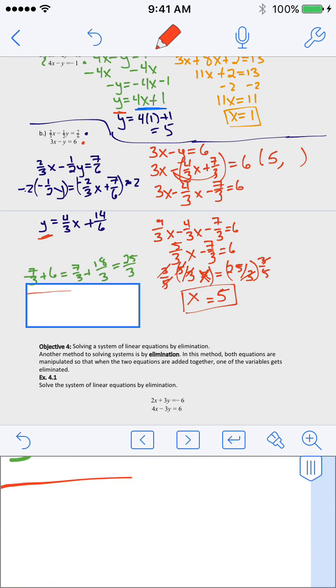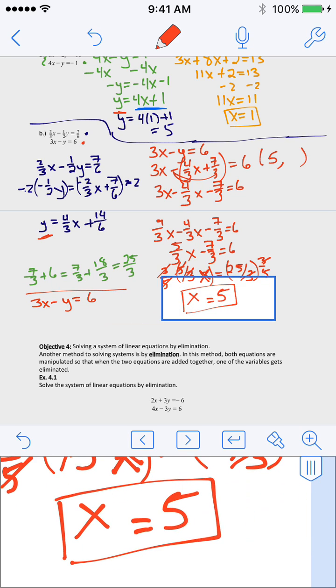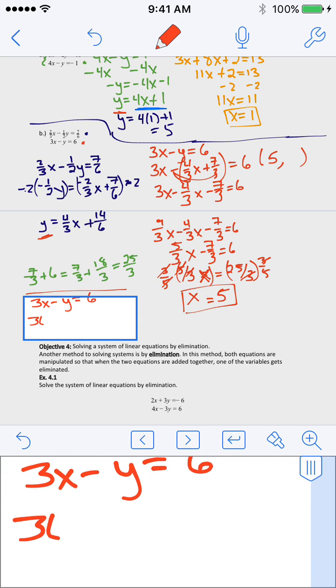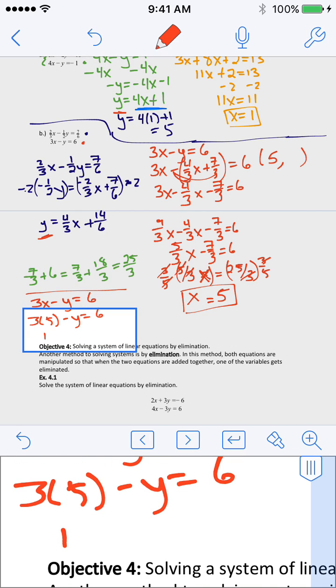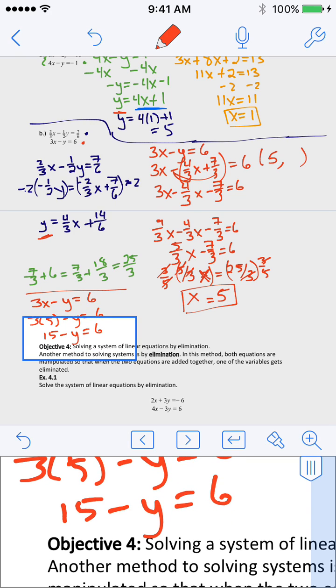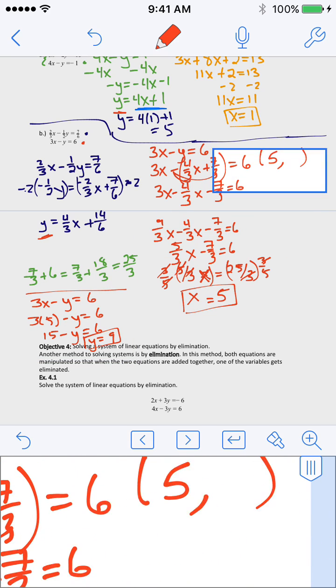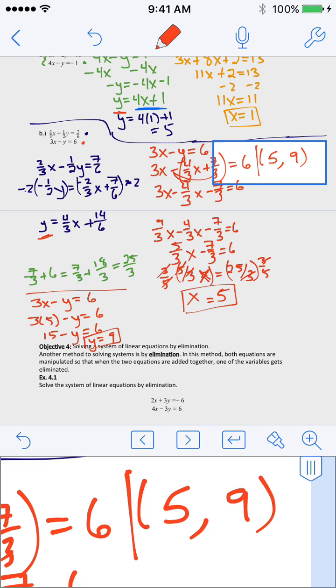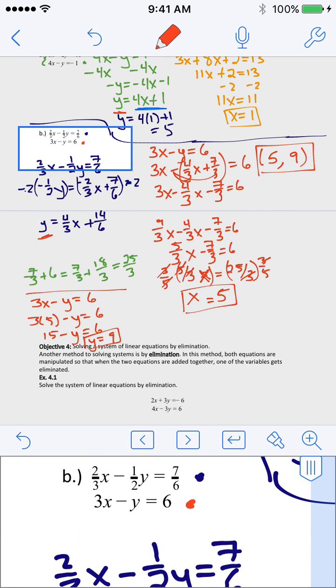So let's go down here, kind of section it off. 3x minus y equals 6, right? I know x equals 5, so 3 times 5 minus y equals 6. 15 minus y equals 6, or what minus 15 would be 6? y equals 9. Yes, y equals 9. And so the other half of our solution would be 9. 5 comma 9 is the point that these two share in common.